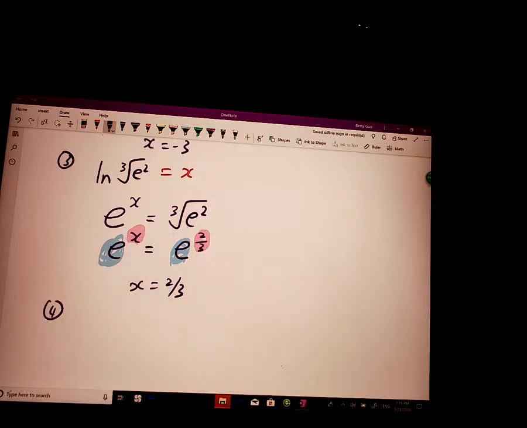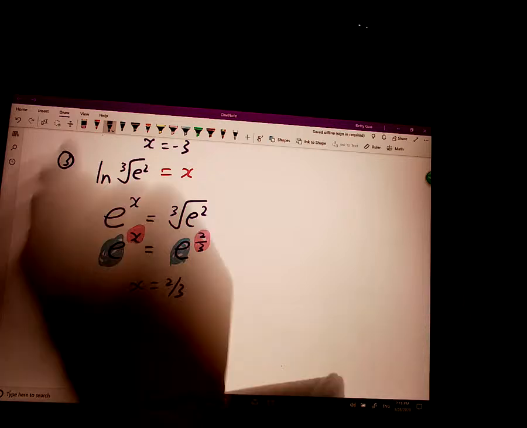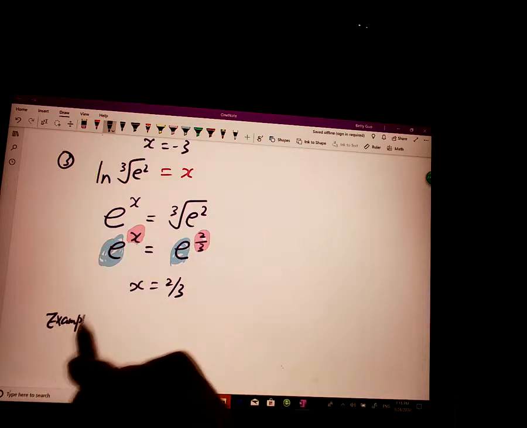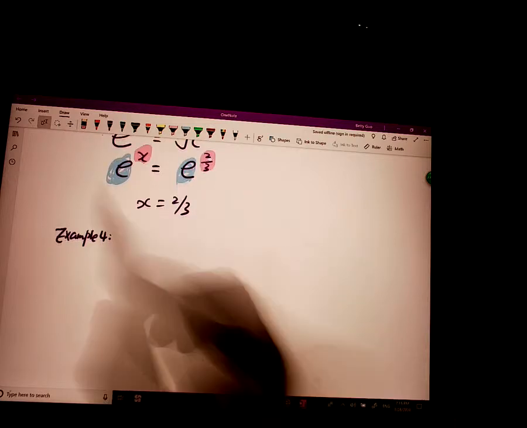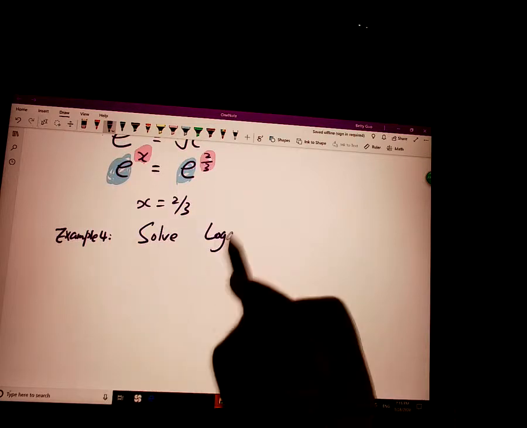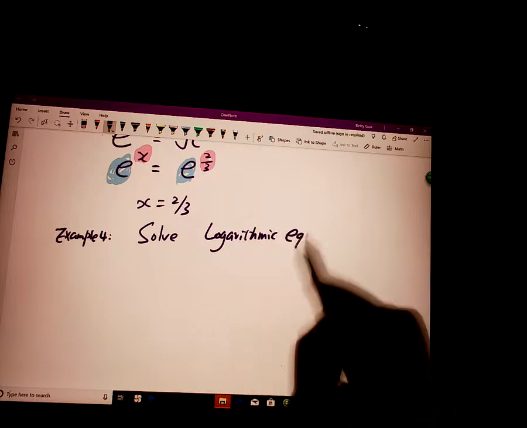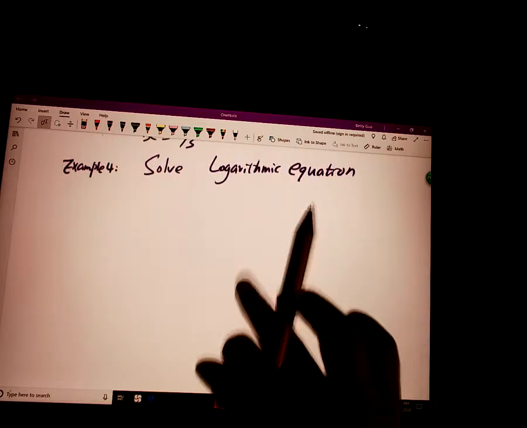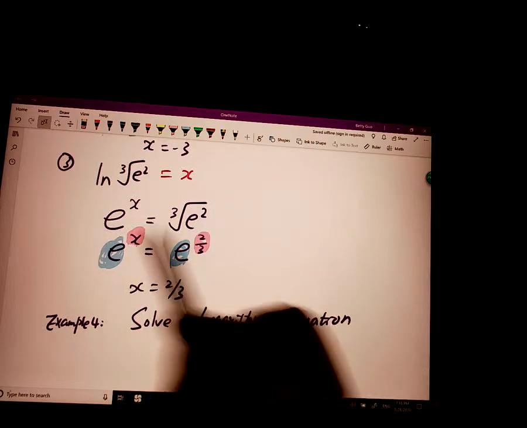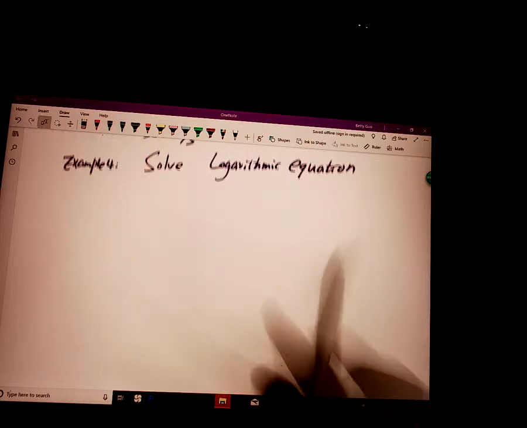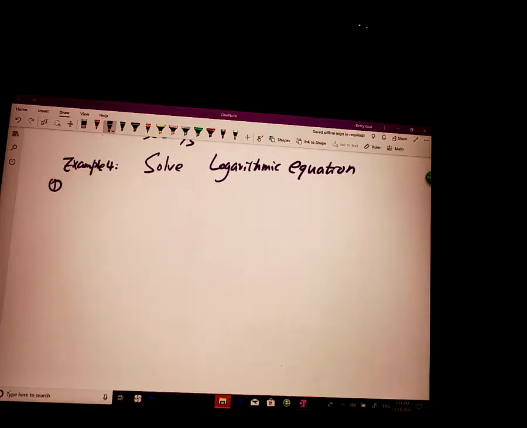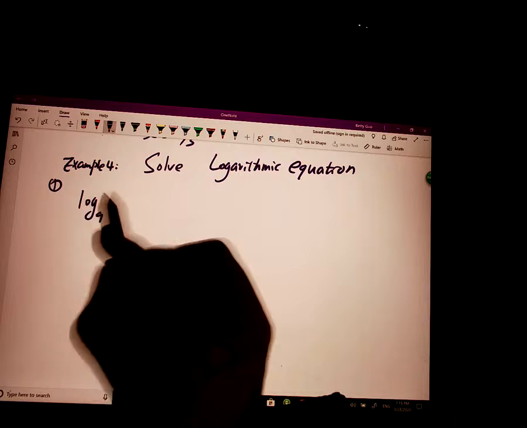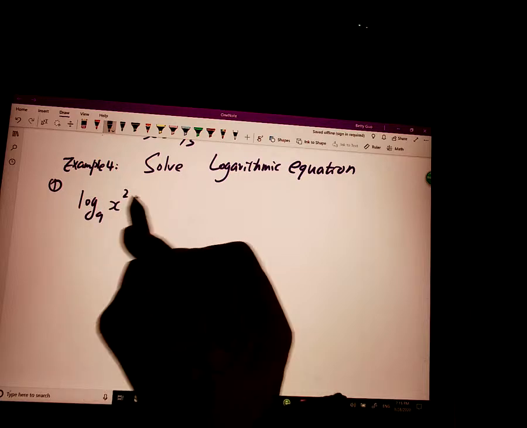Number 4. Oh, we don't have number 4, sorry. So example 4. This one is a solve logarithmic equation. Actually, earlier we have already tried using a solving equation method to evaluate the expression. In this example, we have 2 problems. The first one, log with base 9, x squared equals 3/4.